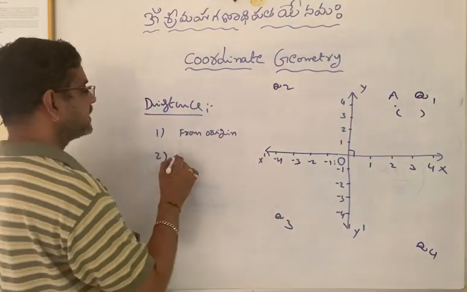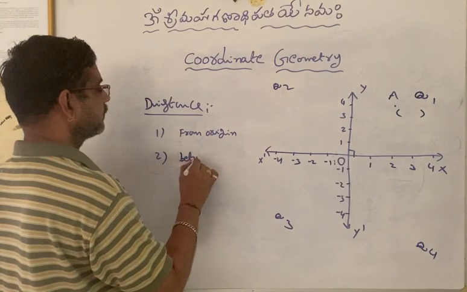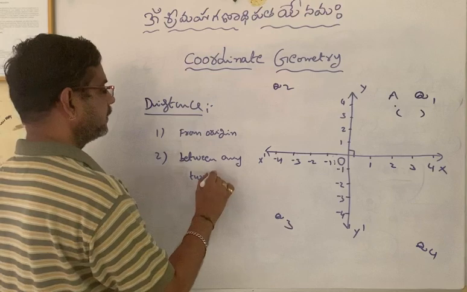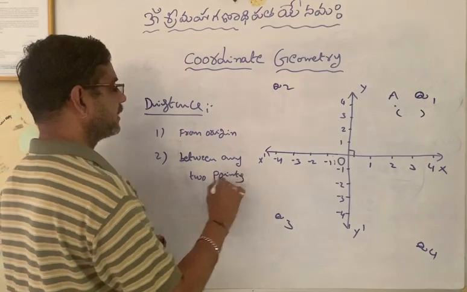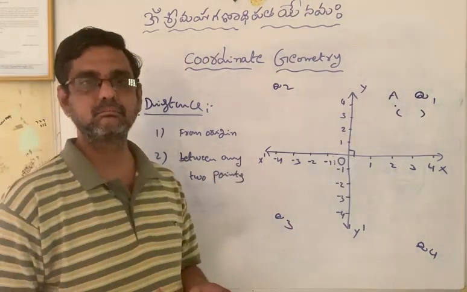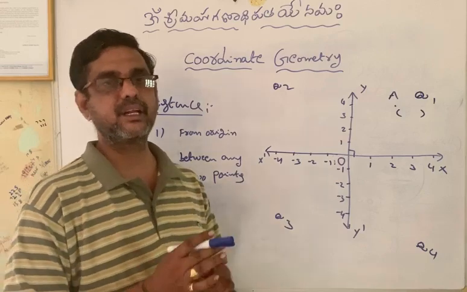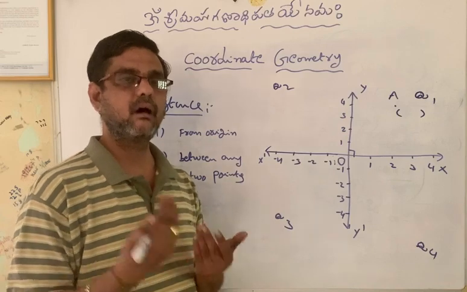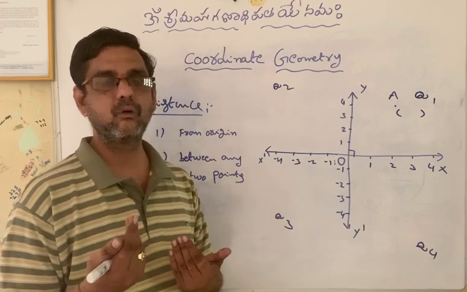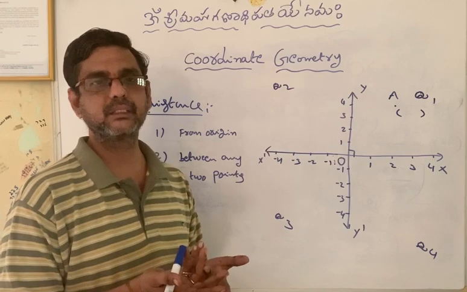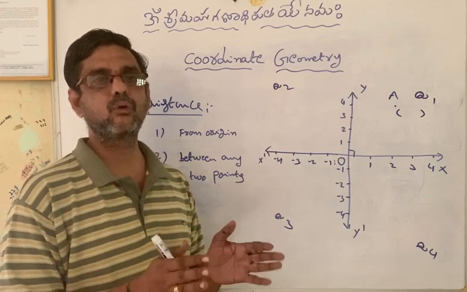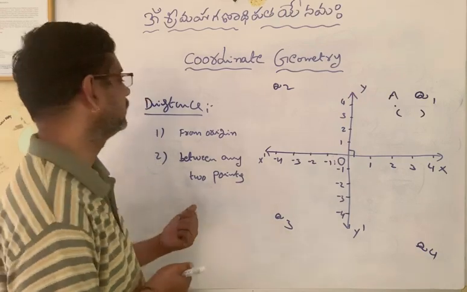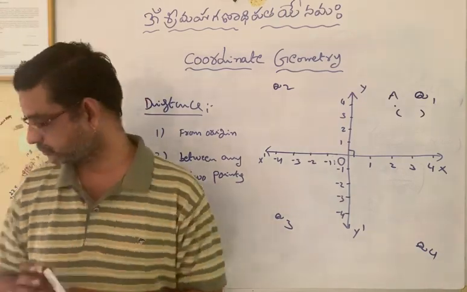Second concept, distance between any two points in the Cartesian plane, irrespective of origin. Origin is not included. Any two points you can take in the Cartesian plane, either in the first quadrant, or in the second quadrant, or in the third, or in the fourth, anywhere you take any two points. How to find out the distance between them? That is what we are going to learn now.